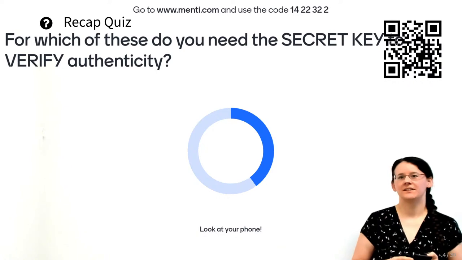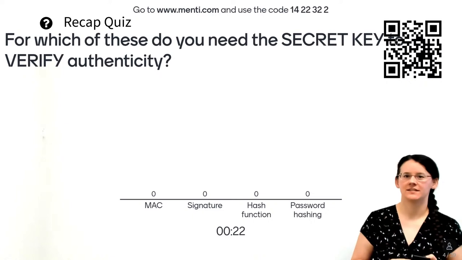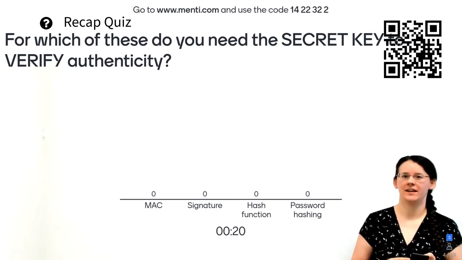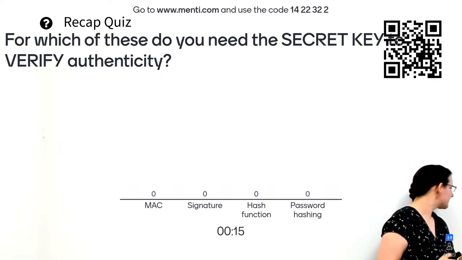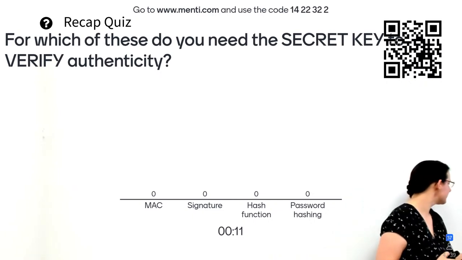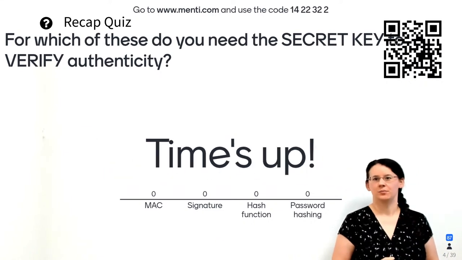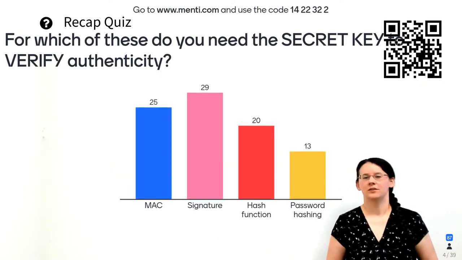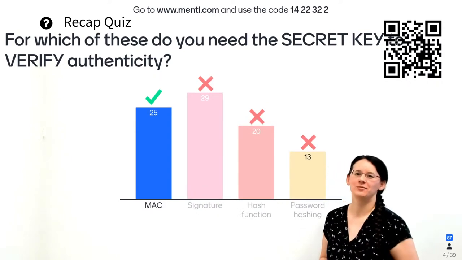For which of these do you need the secret key to verify authenticity? MACs, signatures, hash functions, and/or password hashing? Time's almost up. Let's have a look. So, this time the correct answer didn't even win.